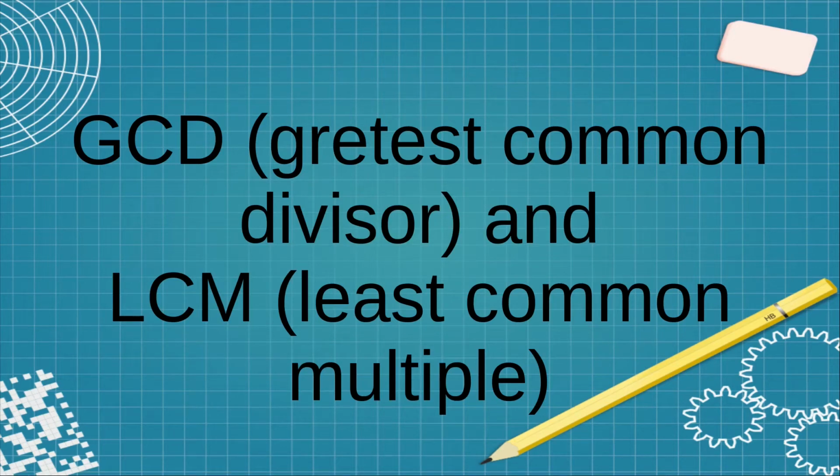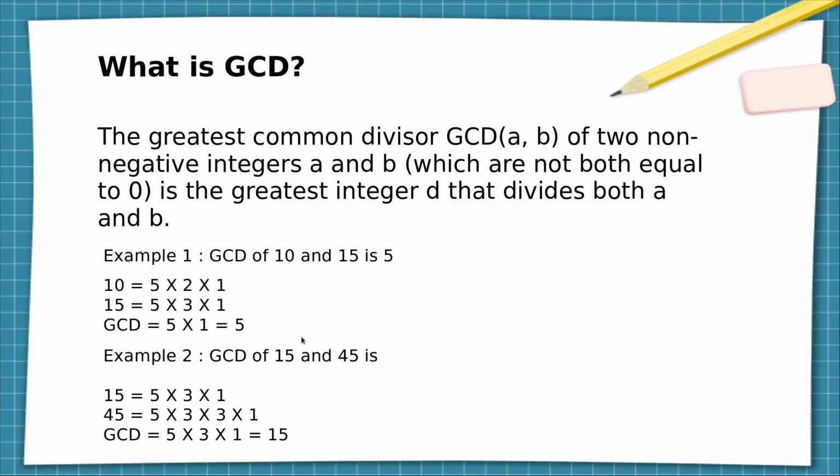In this video, we are going to see what greatest common divisor and least common multiple are and how to write a program to compute GCD and LCM using C language. The greatest common divisor GCD of two non-negative integers a and b is the greatest integer d that divides both a and b.